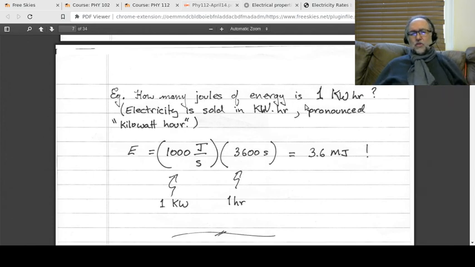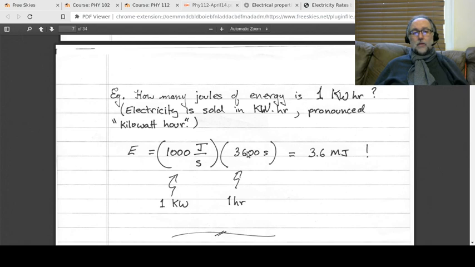I asked how many joules of energy are in 1 kilowatt hour, written 1 kW·h. Electricity is sold in these kilowatt hours. You say, well, how many joules is that? I don't know what a kilowatt hour is. It's actually a measure of energy, not power. It's like, how much energy did the electric company give you in the last month?